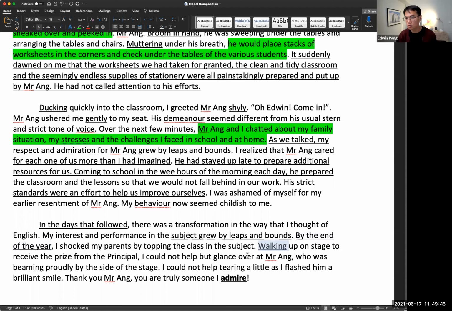I could not help but glance over. "Glance" is another good word to use instead of "look over", glance over. Okay, "proudly" is another adverb. So you notice I use a lot of adverbs, a lot of adjectives and a lot of descriptive phrases. I jump at every opportunity to describe the verbs and the nouns.